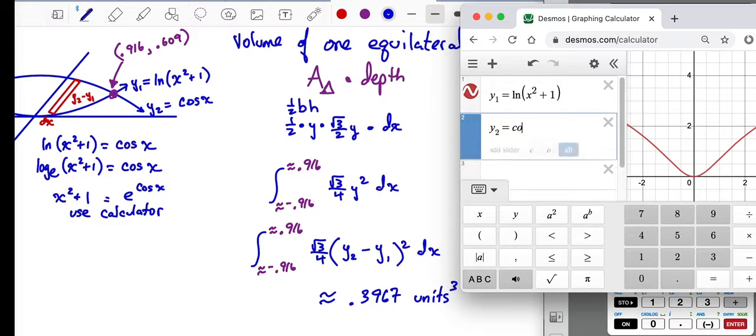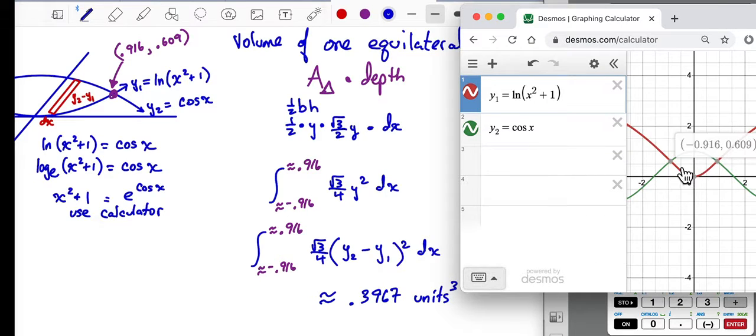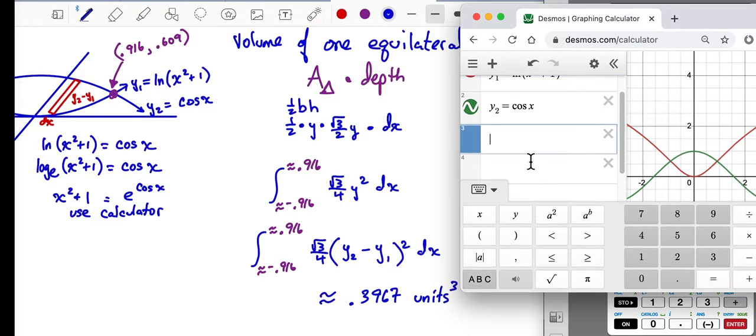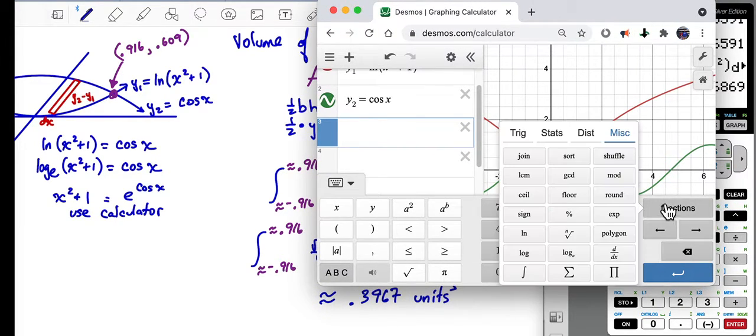Right? So the cosine of x. So now we have our two graphs, very nice looking. That's always a benefit of Desmos. Click on it, and you have your intersections. All right, so you can go that route, and then you can pretty much do what we did here. Let me just bring it all in. Function.